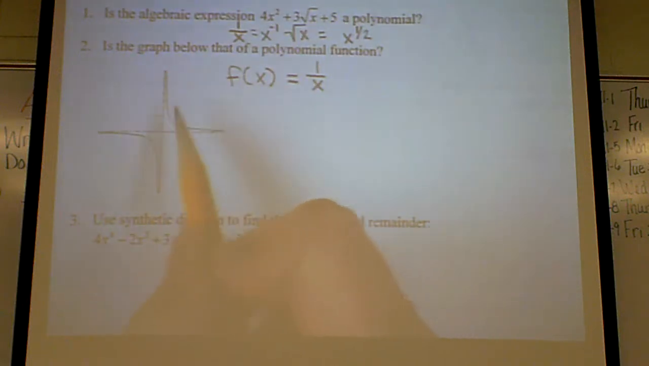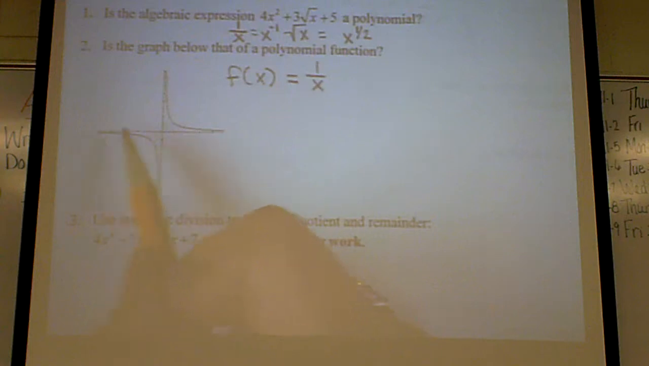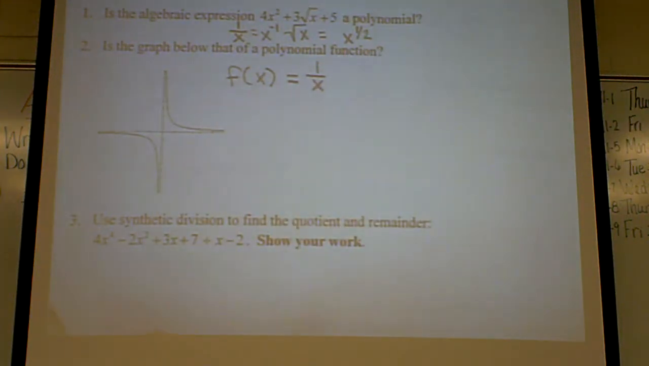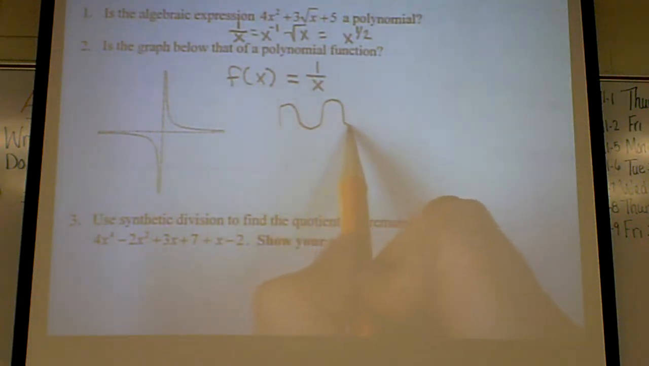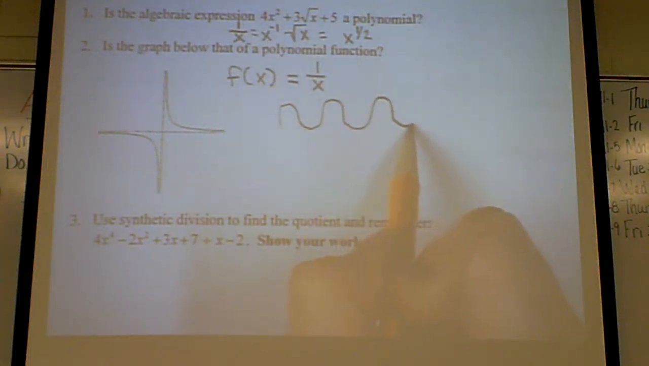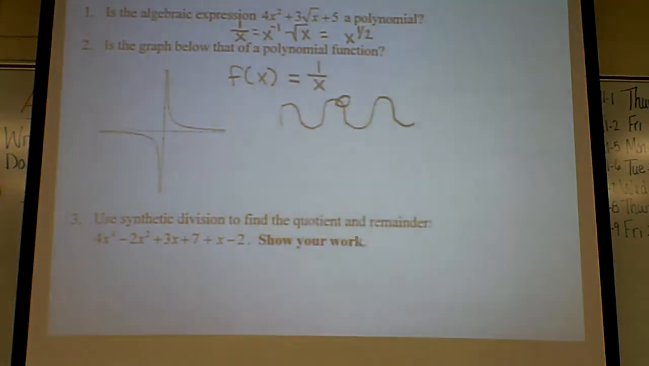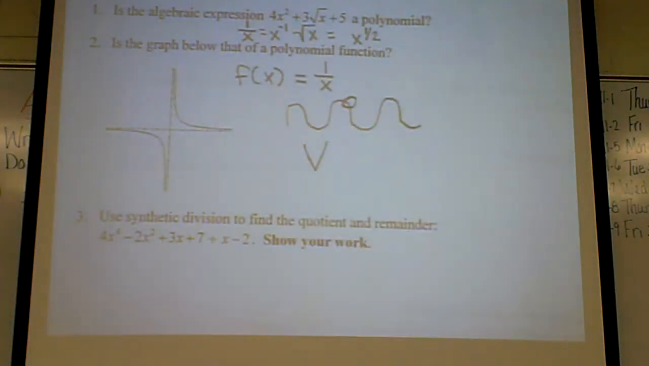So we have 2 different lines over here. That means that there's a break. If you have to lift your pencil up at any point drawing this, it's not a polynomial function. The polynomial functions are nice and curvy with no sharp turns. If there was a hole over here, is that a polynomial function? No. So we can't have holes or sharp turns like that.